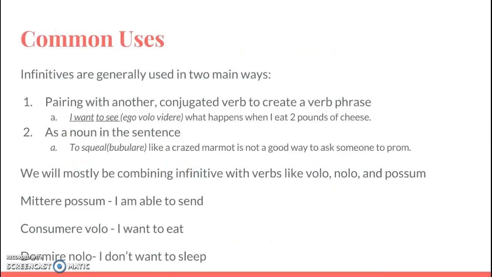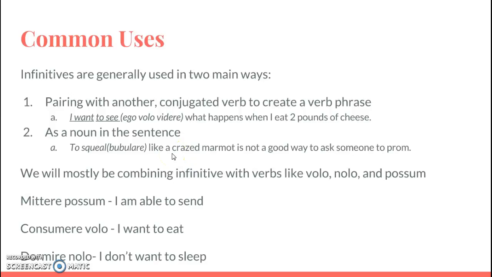So, for the infinitive, they're very important. There's two major common uses. We're going to focus mostly on one, and that is pairing an infinitive with another verb, like to want to, volo, nolo, or possum, not want to, or unable to, to create a verb phrase. So, if we want to say, I want to see what happens when I eat 2 pounds of cheese, that underlined part, I want to see, we'd say ego volo videre. Meaning I want, volo, and videre, to see.